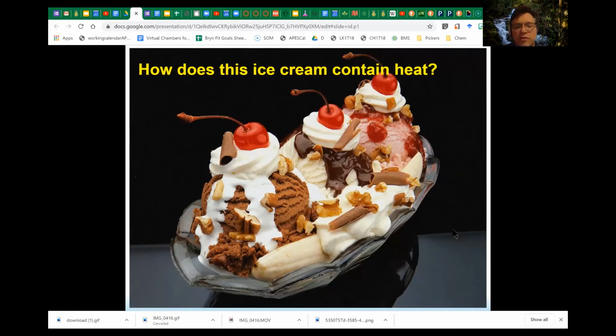So here's a picture of a banana split. We don't think about ice cream as being a hot food, but it does contain heat. I'd like for you to think of the ways that ice cream could contain heat as we go through this lesson.